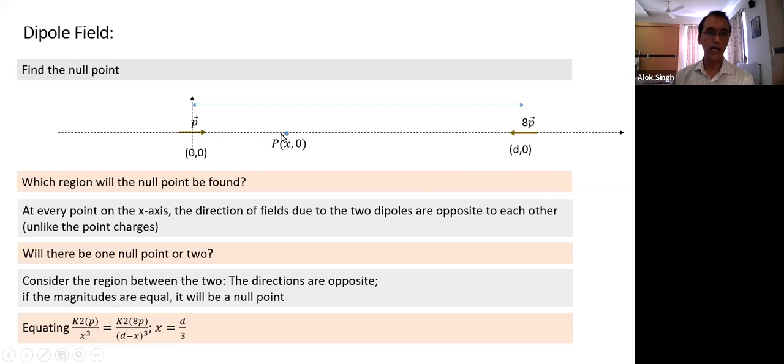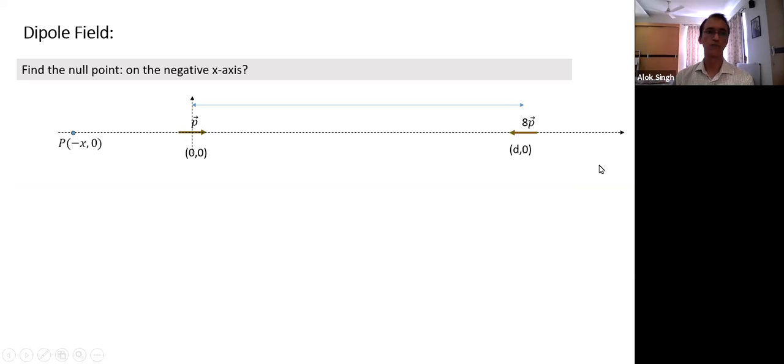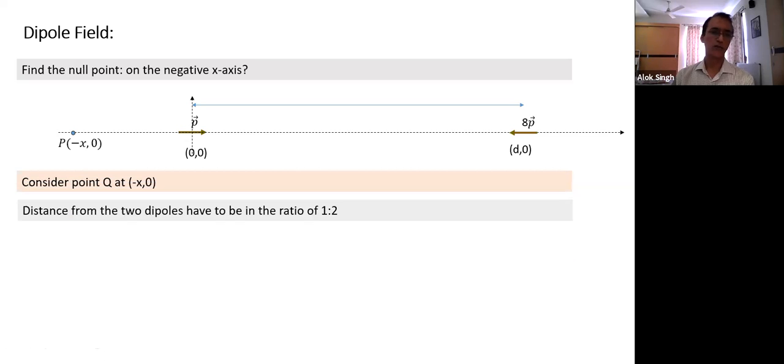Dipoles is an important topic. It's a small topic, but important. Questions do keep coming on dipoles, and people easily get confused, though it is a simple topic, because you don't practice this particular topic enough. So this is a null point on the negative x-axis at a distance x. The distances from the two dipoles have to be in the ratio of 1:2. We had done this earlier, so at minus d0 also, we'll find a null point.